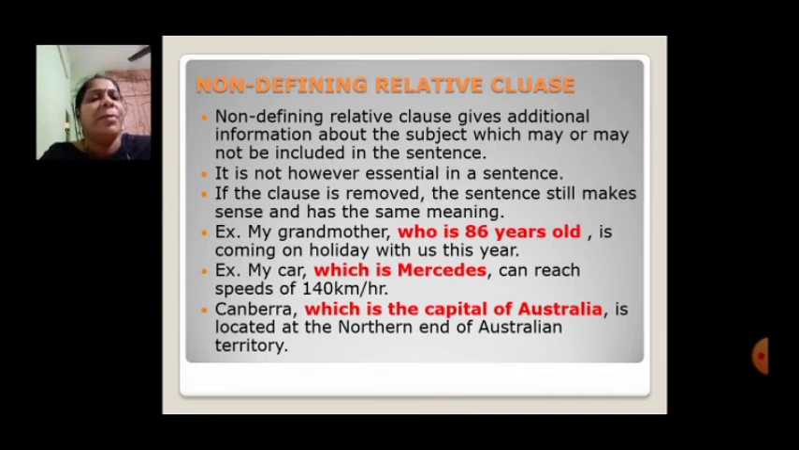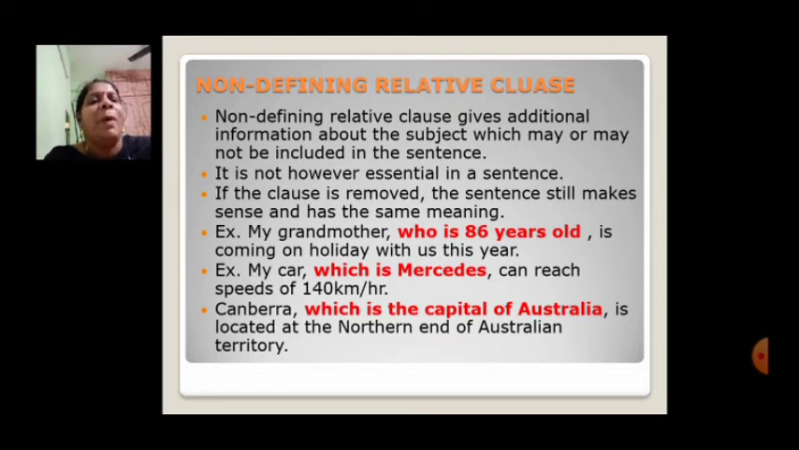If the clause is removed, the sentence still makes sense and has the same meaning. So if you remove the non-defining relative clause from the sentence also, the meaning will not change and it makes complete sense, unlike the defining relative clause. Now let's see some examples here. My grandmother, who is 86 years old, is coming on holiday with us this year. So let's see here, "who is 86 years old" is the non-defining relative clause.